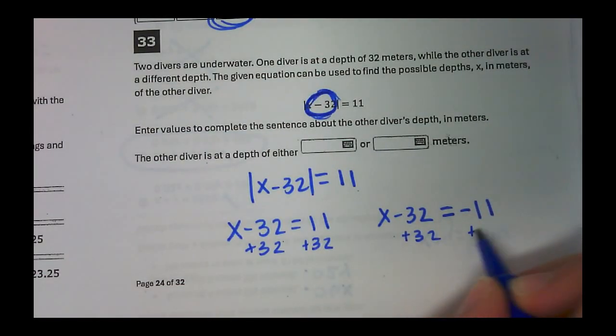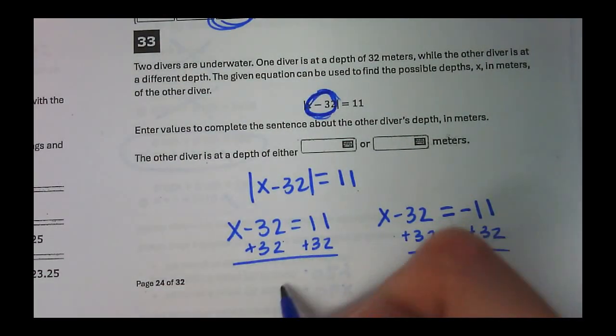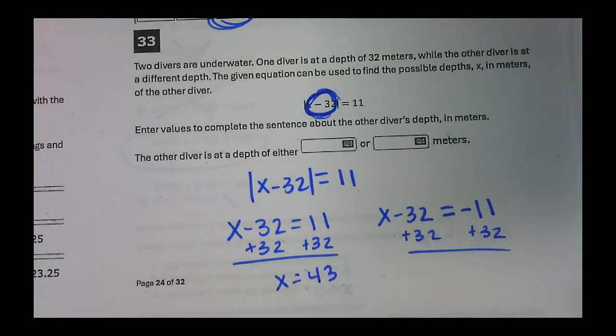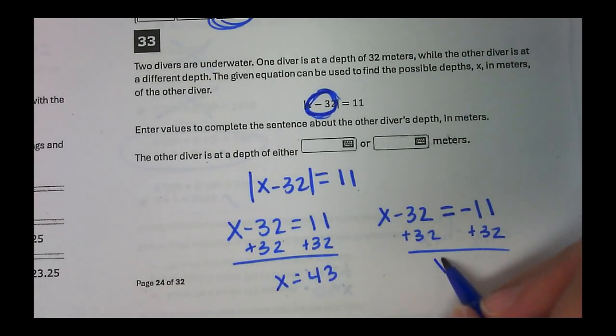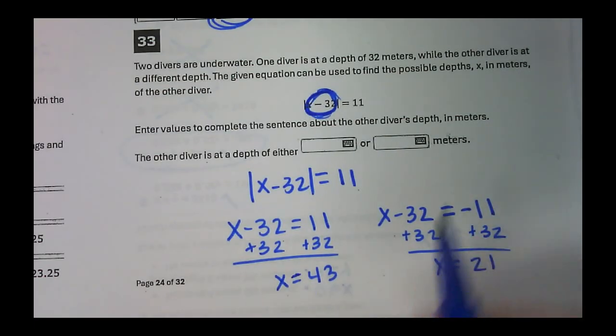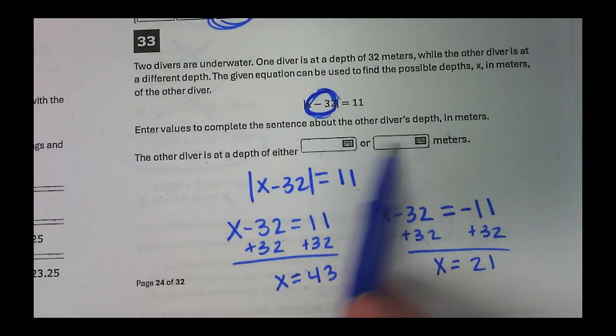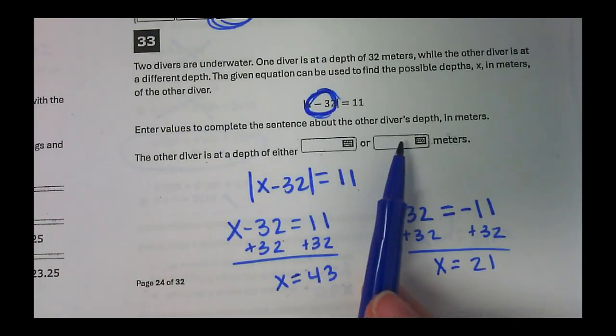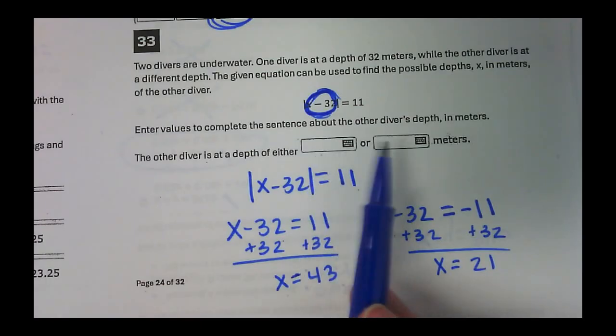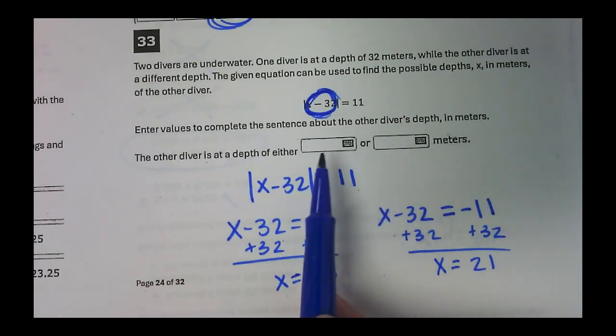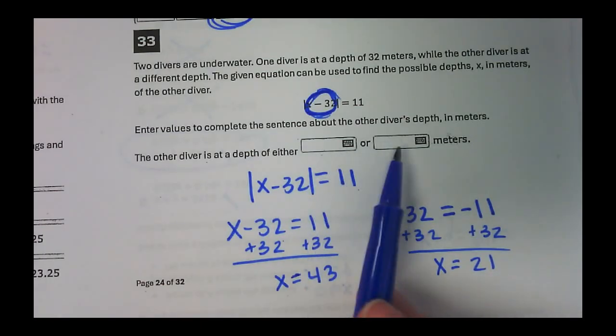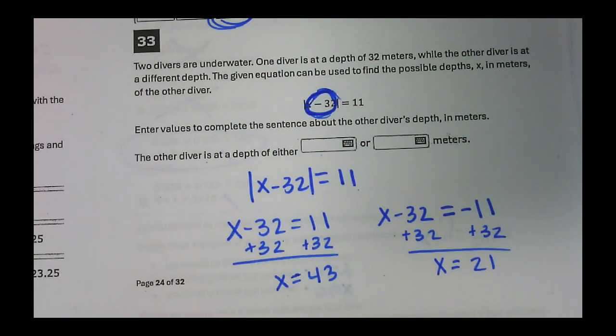So we add 32 on both sides. When we add 32 for the first one, we get 43. When we add 32 for the second one, we get 21. This question wants both answers. It does not matter which order you put them in. You could put 43 and 21 or 21 and 43. It will take it either way, but they want both solutions here.